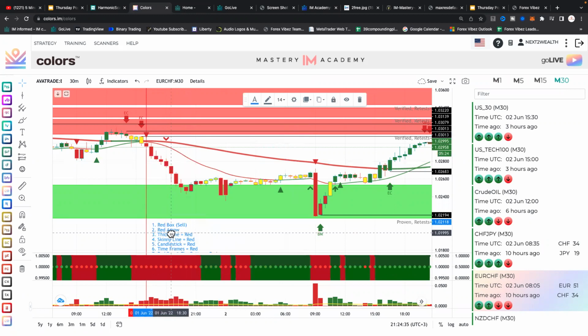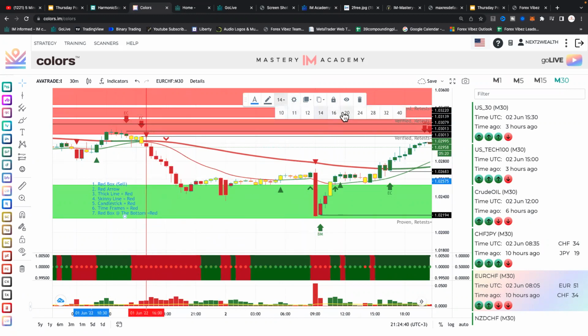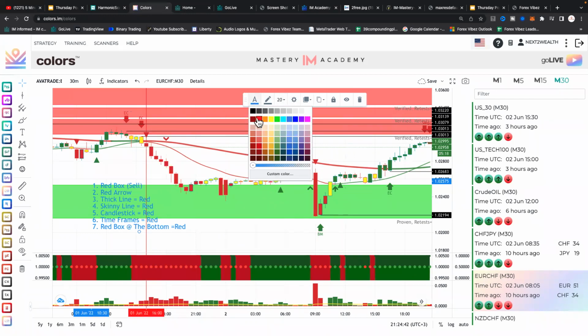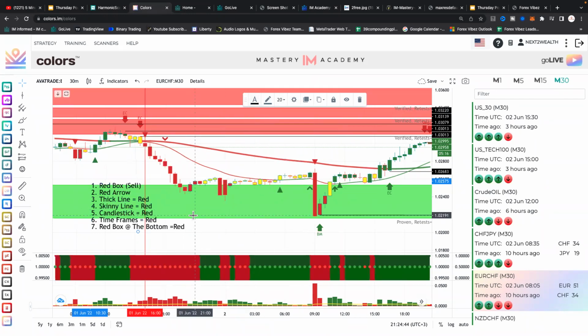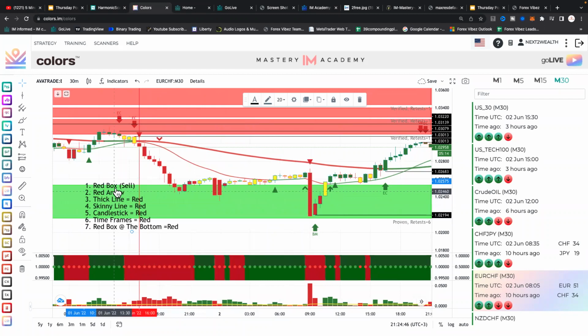So now I got all my confirmations right here. Make that bigger. I know somebody wants to screenshot it. Boom, make that black so you can see it. There we go. So now I have not just 3 confirmations, but 7 different confirmations, all of the same color.